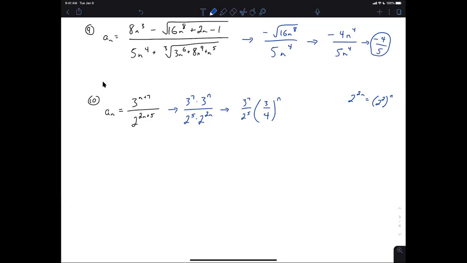Okay, so how does that help me get the limit of this? As n goes to infinity, what happens to 3/4 to the n? It goes to 0, because 3/4 is less than 1. What happens to this part? That doesn't change, but you have this ridiculous constant times 0. Well, then that's 0. So this converges to 0. Does that make sense?